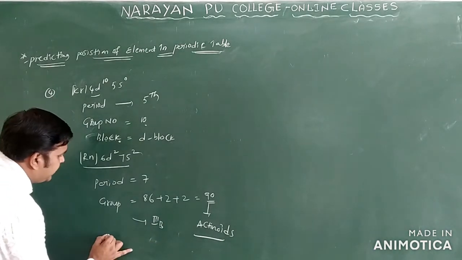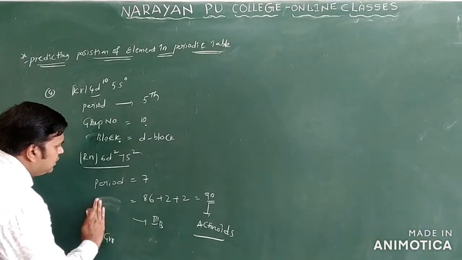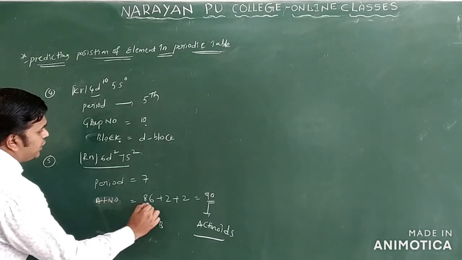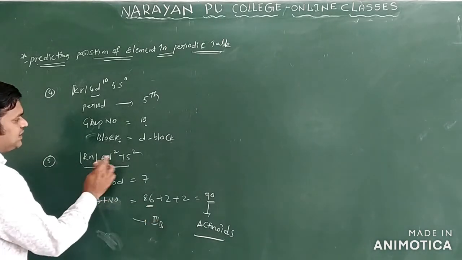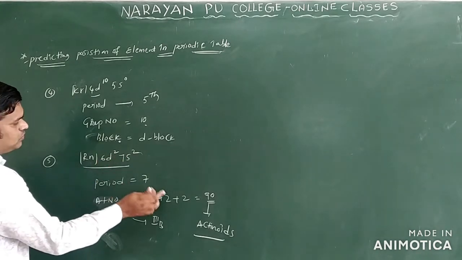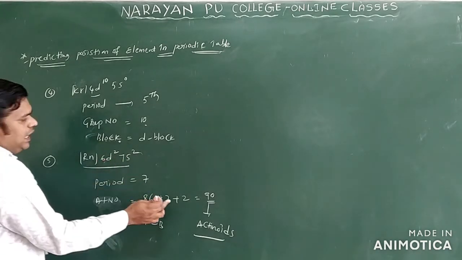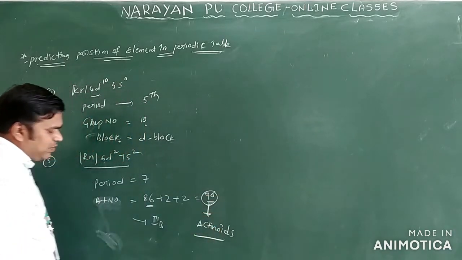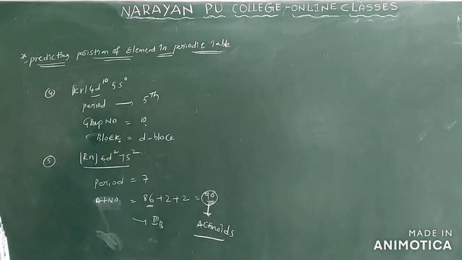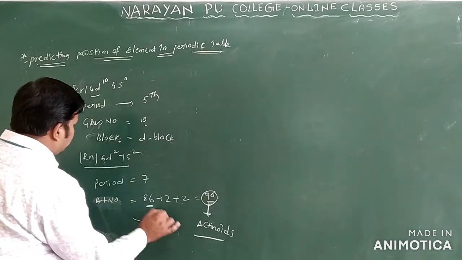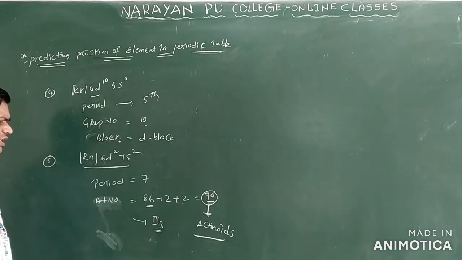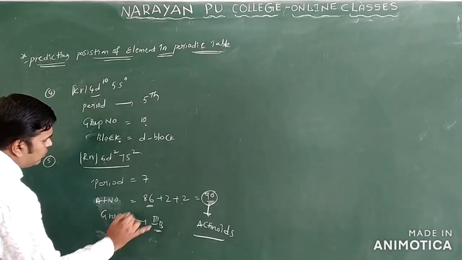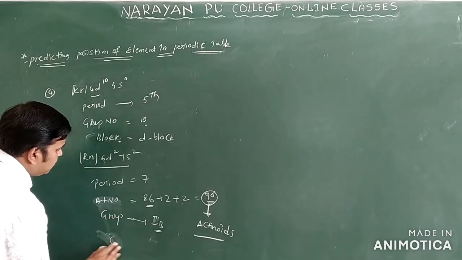So how can you find the group number here? I want to find the atomic number. The nearest noble gas configuration plus the valence electrons: the n-1 d orbital has 2 and the ns orbital has 2. Total is 90 only. Atomic number 90 belongs to the actinides only. Lanthanides and actinides belong to the 3rd B group only. The period is 7 only, and the group is the 3rd group only.